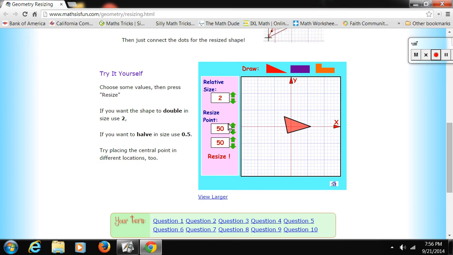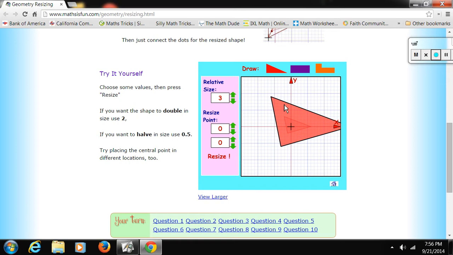I could put zeros in these. And we could triple it. Or put a 3 there. Resize it. This time it's going to be coming out of the origin. And it's going to be 3 times as big. So 1, 2, 3 times as big as this one right here.